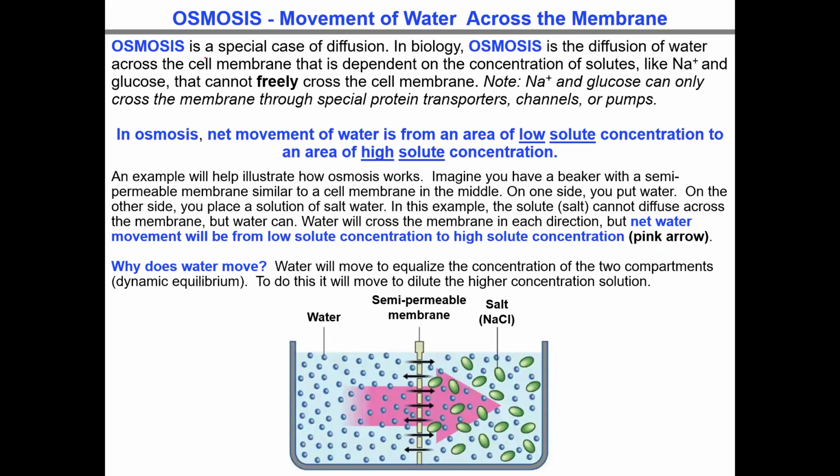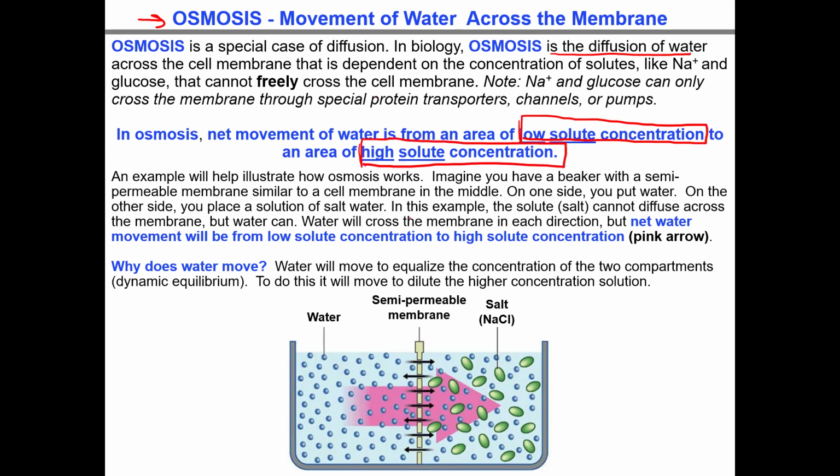So with that being said, now what we're going to do is look at osmosis and the movement of this water. So when it comes to osmosis, it's all about water, or the diffusion of water. And the way that osmosis is going to work is it's going to be the net movement of water from an area of low solute concentration to an area of high solute concentration.